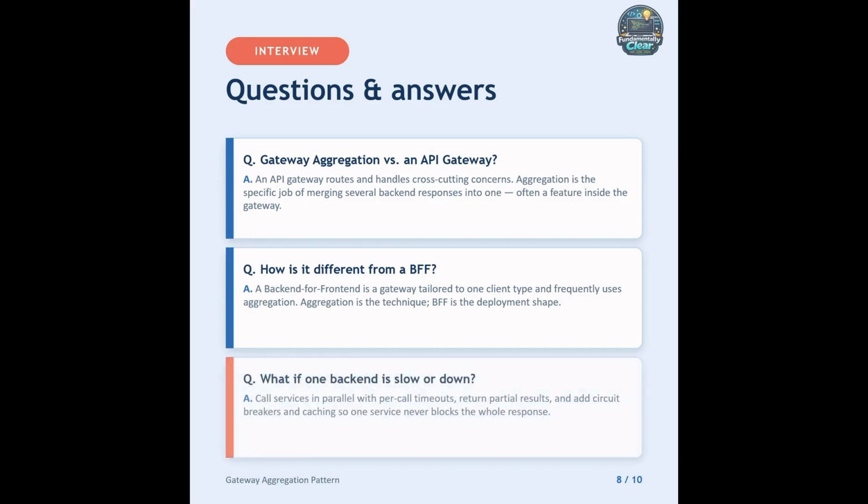Question 3. What if one backend service is slow or goes down? Call services in parallel with per-call timeouts. If one times out, return a partial result with a default or null value for that section. Add circuit breakers so a failing service doesn't drag down the whole response. Degrade gracefully. Never fail completely because one dependency is slow.